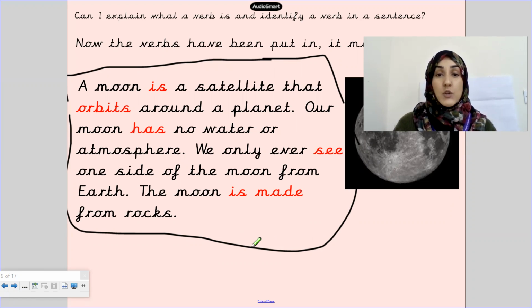Our moon has no water or atmosphere. We only ever see one side of the moon from Earth. The moon is made from rocks.